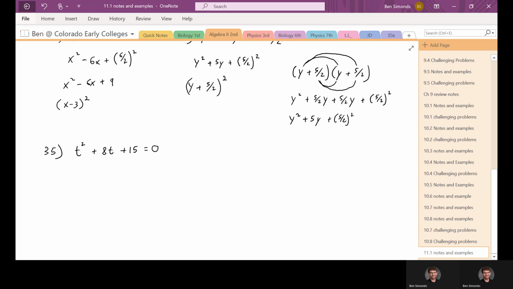So we take our middle term, right, 8, cut it in half and square it. So t squared plus 8t plus 4 squared, right? Cut it in half and square it. That's what we need to do. We need 16 there. Now, we already had 15. So I'm sorry, I'm going to take a step back. Let's go ahead and make this what we just did there. Step 3, I'm going to do something first that's going to make our life a lot easier.